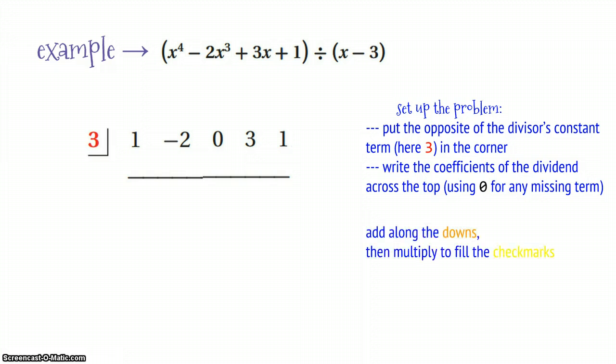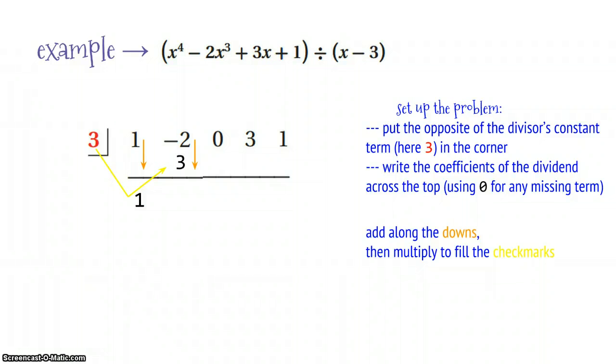Then you add along the downs and multiply to fill the check marks. Okay, so we're going to start with that first 1 right here. We're going to add along the downs. 1 plus there's nothing here gives us a 1. So add going down. Pretend there's a 0 here. 1 plus 0 is 1. Then we multiply to fill check marks. There's a check mark, so down, up. 3 times 1 here fills this check mark to get us the next spot. 3 times 1 is 3.